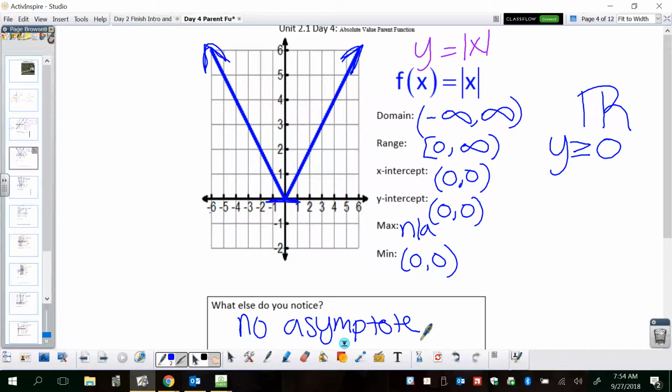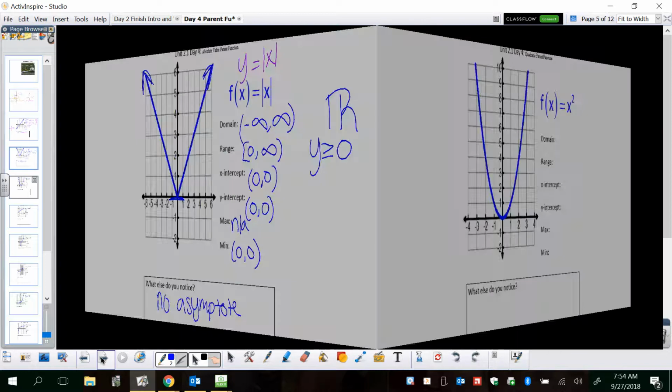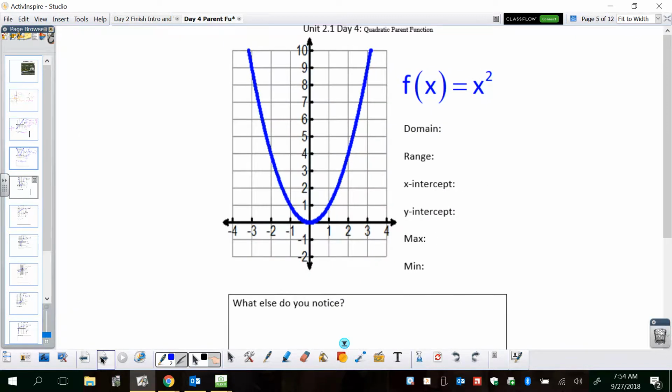Okay, so let's move on. What's next? What's this one? Quadratic. Have y'all dealt with quadratic before? Yeah, we did quadratic in Algebra 1 as well, right, Monica? Sleepyhead.